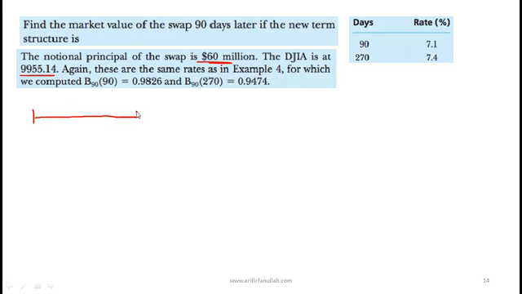So let's draw this out again. So this was time 0, 180, 360. We are now at this point. We are now at day 180. Interest rates have gone down. So anybody holding a bond or receiving fixed payments is happy, because interest rates going down means the present value of future payments has gone up. So what we need to do is figure out the value of the swap at this stage. Find the market value of the swap 90 days later if the new term structure is this. Okay, the Dow Jones is down.